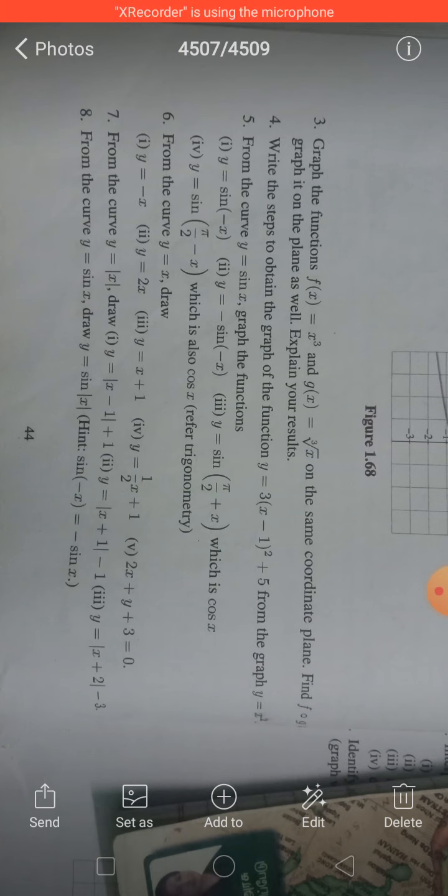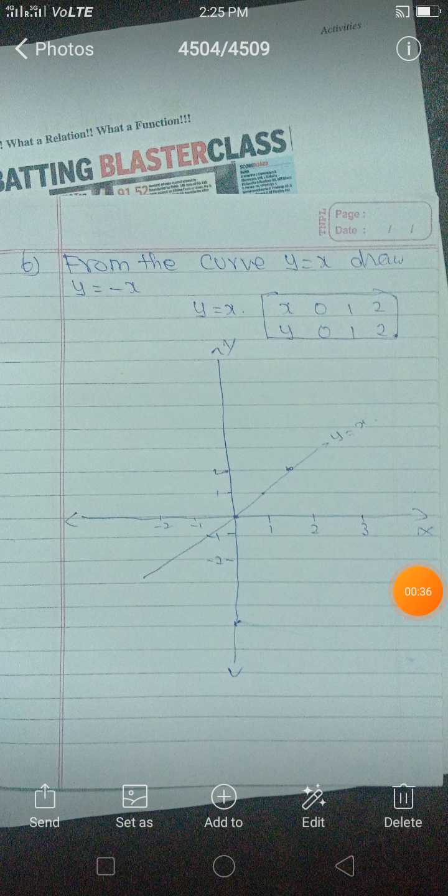Okay. So from the curve y is equal to x, draw y is equal to minus x. In that graph you need to draw y is equal to minus x. So first of all, which graph do you have to draw? The y is equal to x graph. How? Okay, this is the y is equal to x graph.